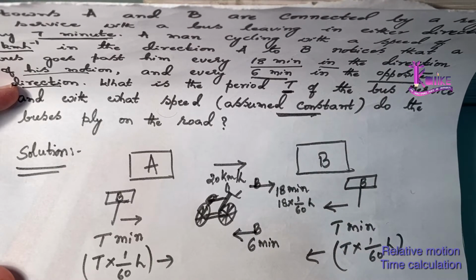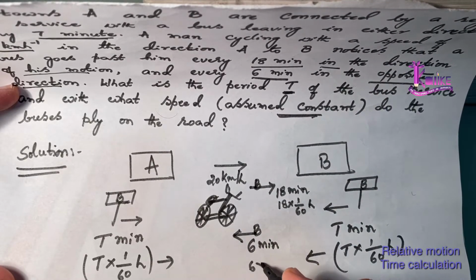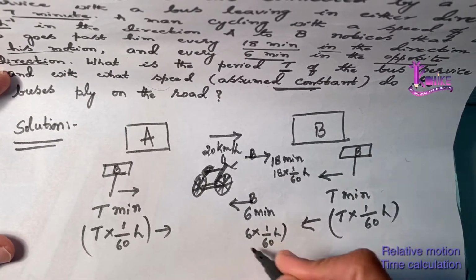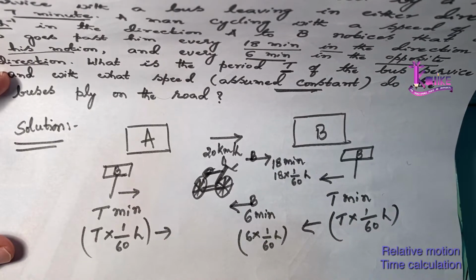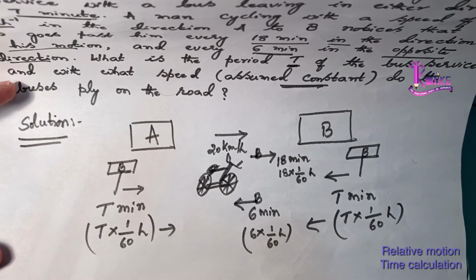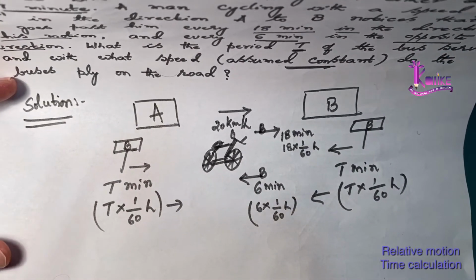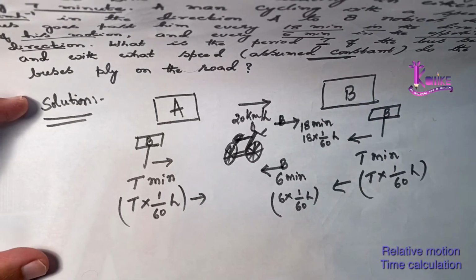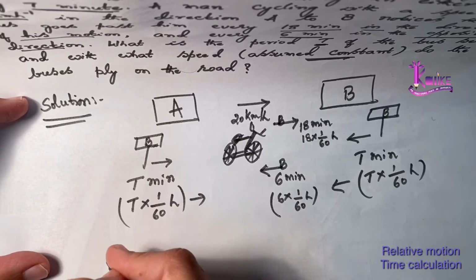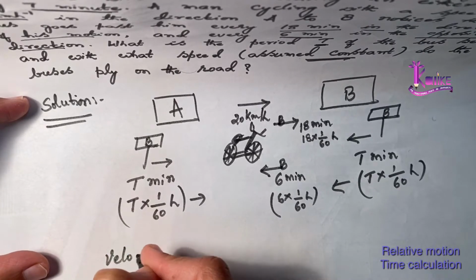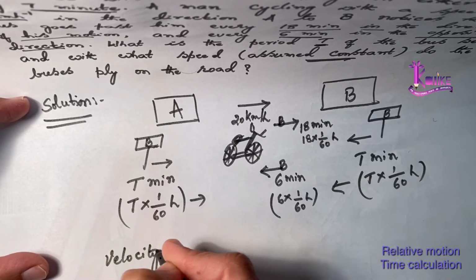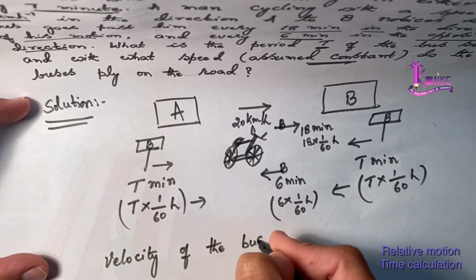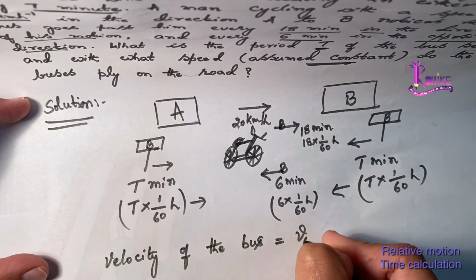So that gets converted to hour. Even here, 6 into 1/60 hour, right? So this simplifies most of the problem, and with this you can easily solve. Now let us assume that the velocity of the bus, let us assume it to be VB.